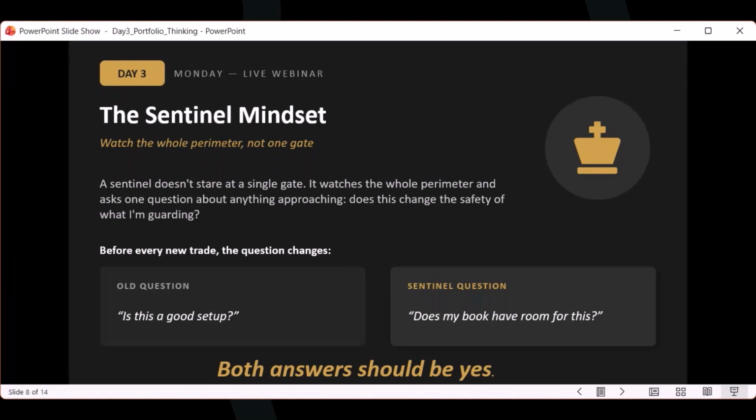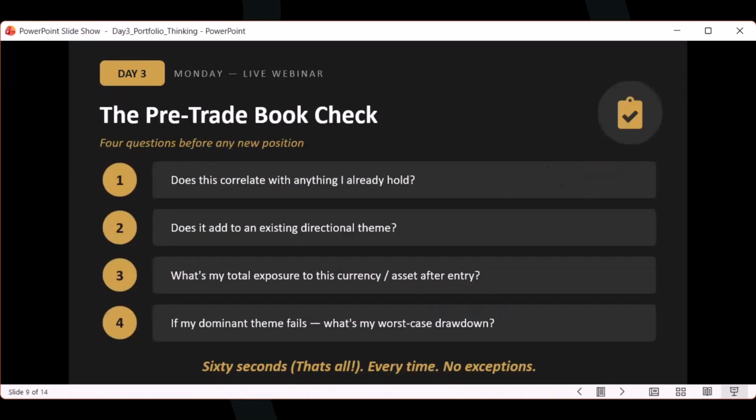So you want a good setup, of course, that is important. We want every trade you look at to be a good setup. We want it to take into account some of the things we've talked about. We want your exits to be great, so the 2 videos that are already posted should help you along with that. And then, before we press the entry button, we ask: does my book have room for this? So the pre-trade portfolio or book check should have essentially 4 questions.